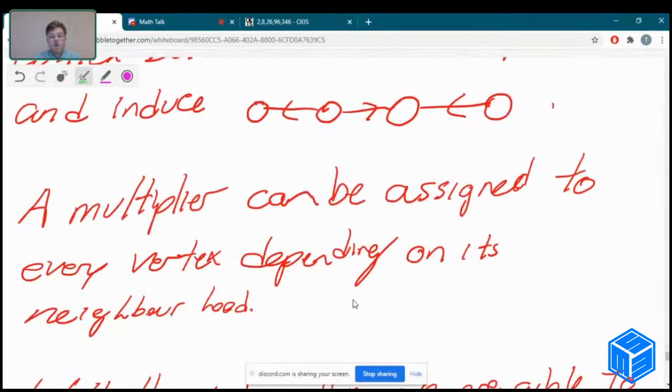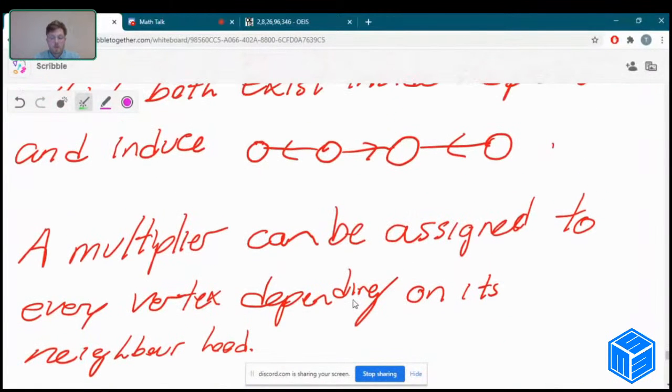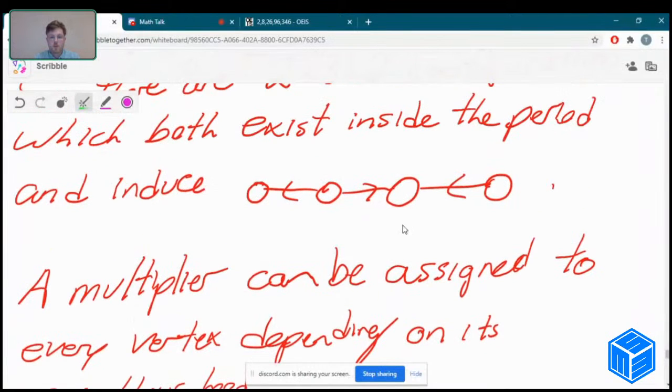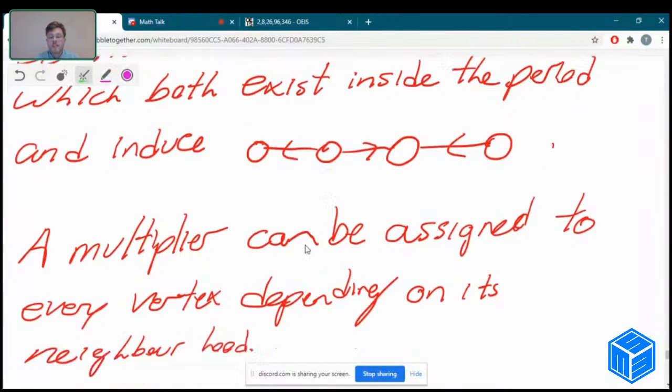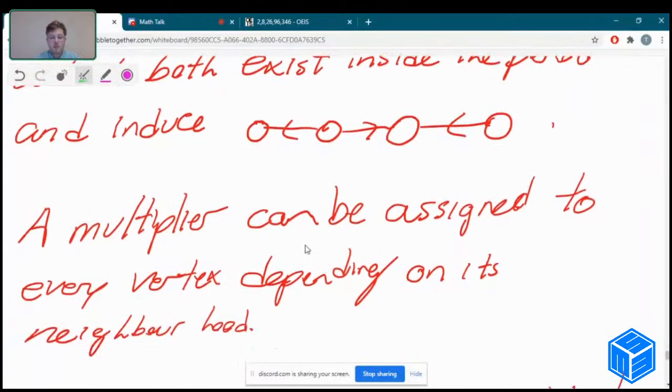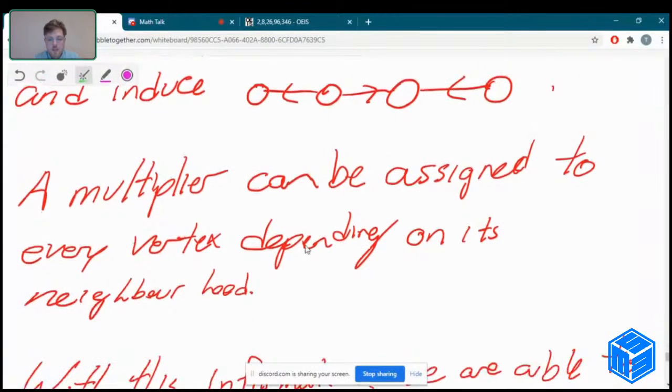So what I need to do is assign a multiplier to every vertex depending on its neighborhood. In the same way that I looked at this vertex right here and said, well, if I know that there are 0 chips on the vertex next to you, how many stack sizes can you take on? And I know there are only 2 possibilities, 1 and 2. Well, I need to be able to do that for any vertex in any subgraph of the path. So that is what we should have here.